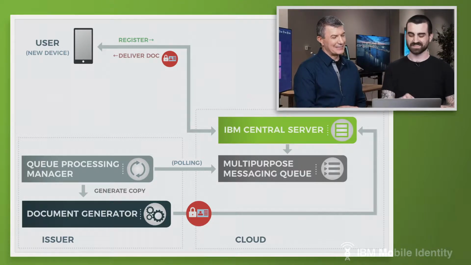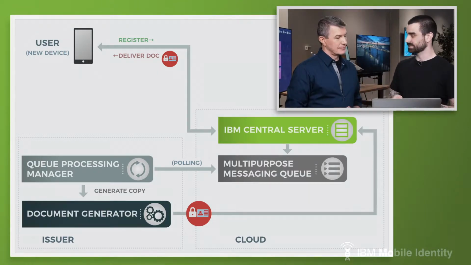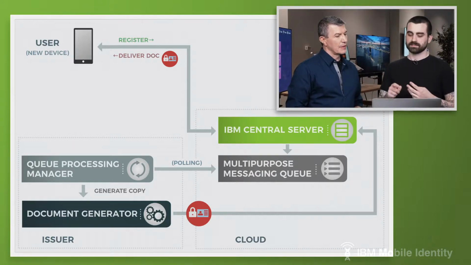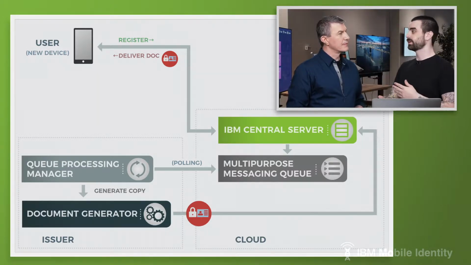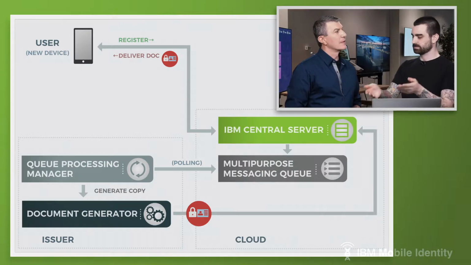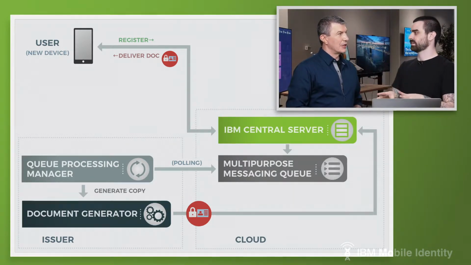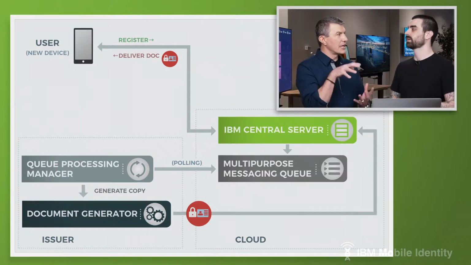Good. Got it. So the queue processing manager on the issuer's side lives in their backend, and we provide it to them. It's constantly pulling that messaging queue. Whenever it gets a message saying, can you generate a copy for this user, for this device? Here's the device's public key. Can you encrypt it? It tells the document generator to do that. Whenever the document generator created that initial document, it stored in its backend database the instructions for how to regenerate that document. It doesn't have to go and get it again and recreate it.